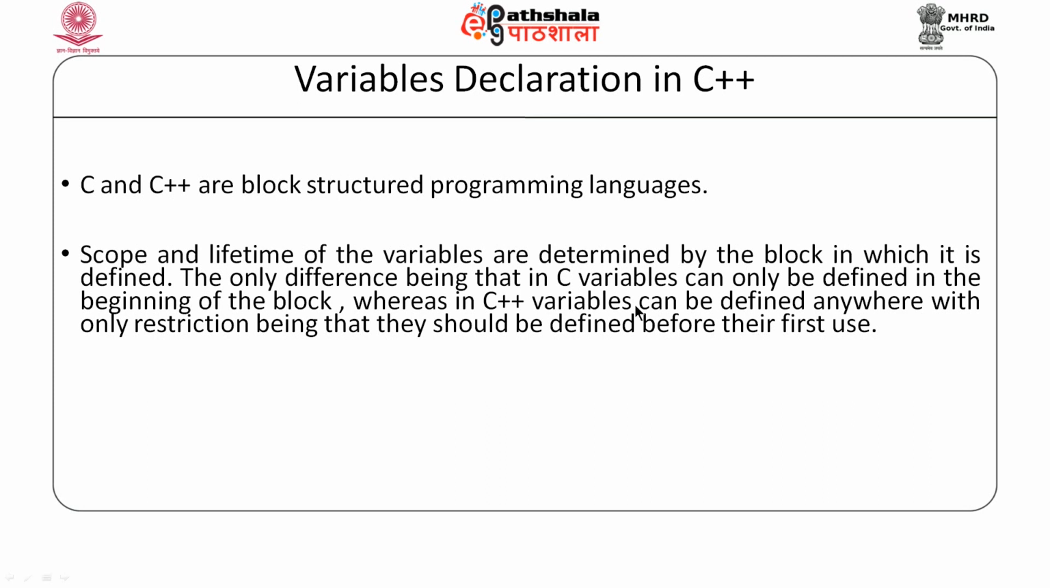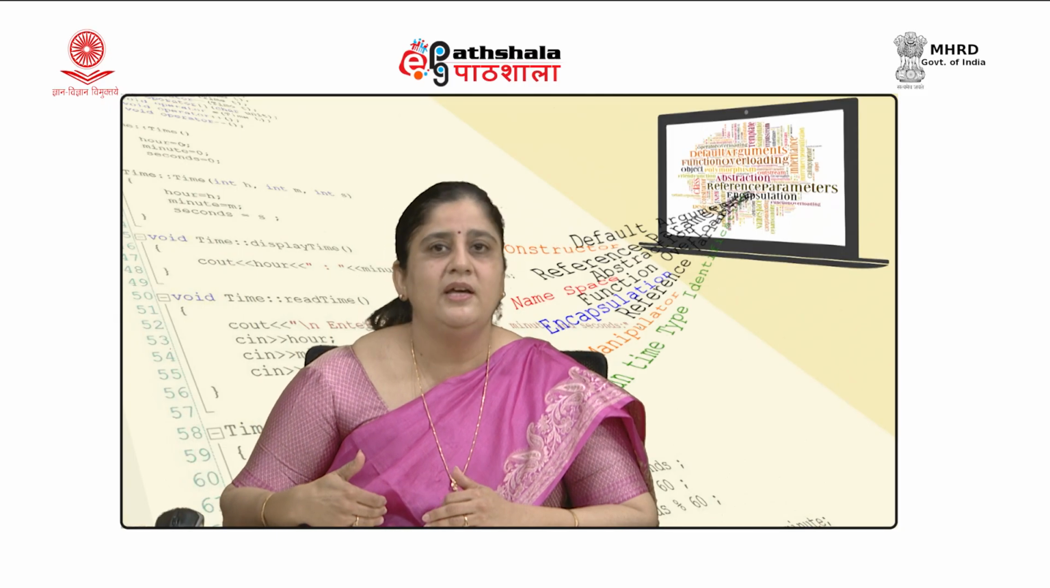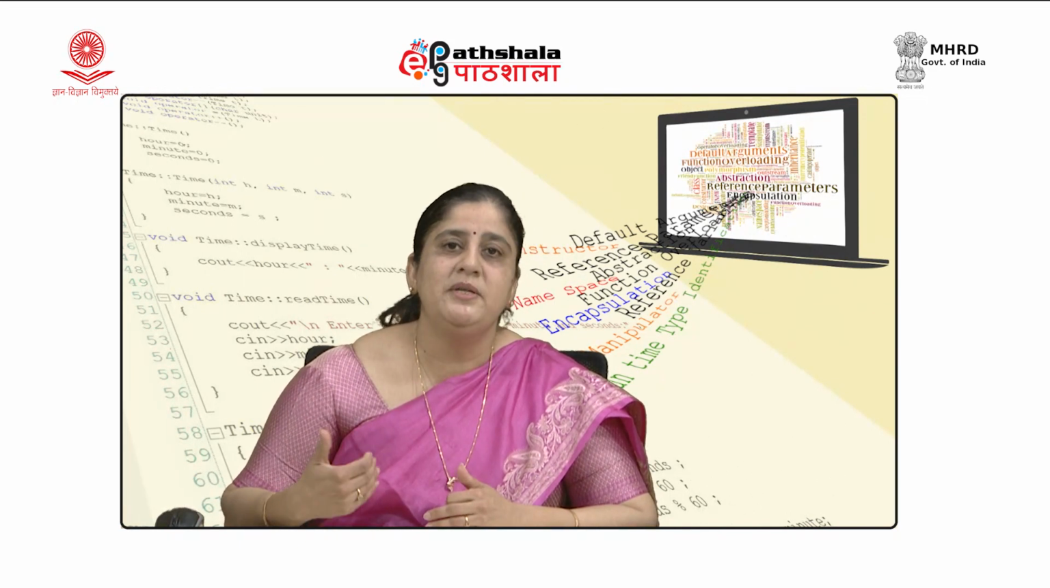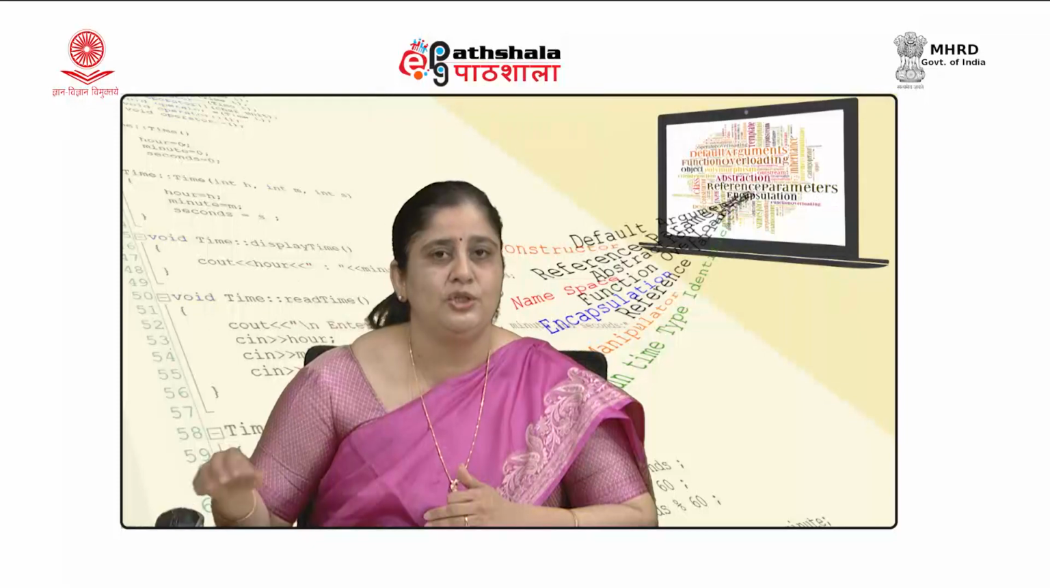More or less we declare the variable in C++ as we declare in C, but there is a little difference in declaration of variables in C++. In C we are only allowed to declare the variable in the beginning of the block. But in C++, it is not necessary that we declare the variable always in the beginning of the block. We can declare the variable anywhere in the block. The only restriction is that it must be declared before its first use.